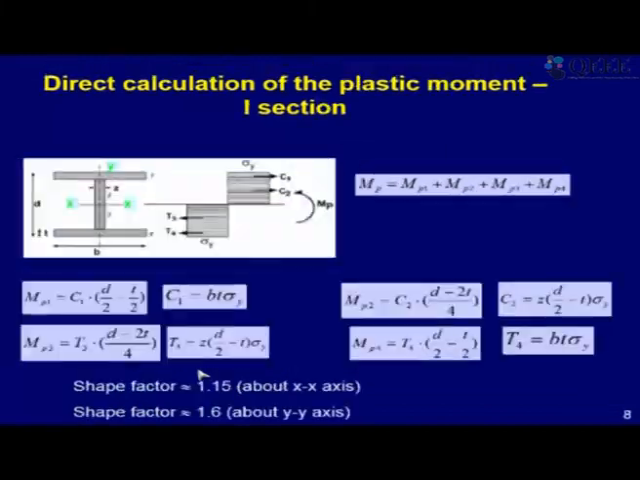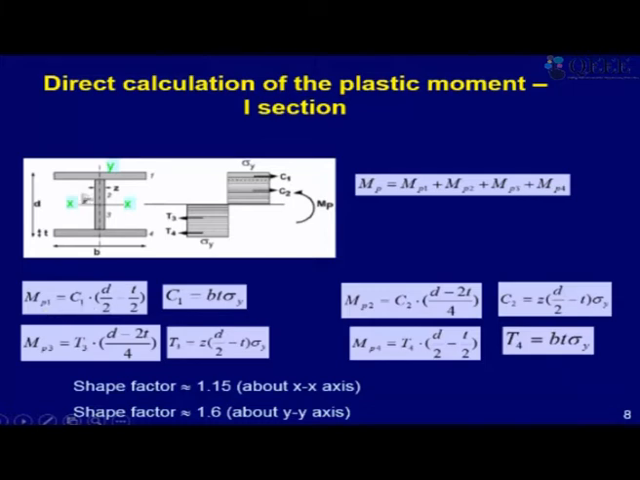Now let's see what happens when I go for an I section. It is convenient to break this into equivalent rectangles. So I break it into the top flange, half the web, the bottom flange and the lower half of the web, so into 4 rectangles, and I calculate C1, C2, T3, T4, and then I take their moments about the neutral axis to get my MP. C1 into its lever arm gives me MP1, C2 into its lever arm gives MP2, T3 into its lever arm gives MP3, and T4 into its lever arm gives MP4. Like that we calculate the total MP.